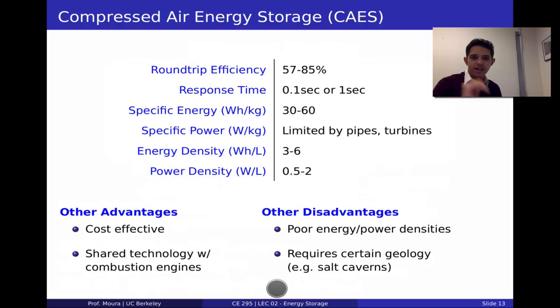So this has a lower energy efficiency. You can see there's a lot more pieces here. So it's somewhere between 50 and 85%. The response times can be relatively fast. It's basically dictated by how quickly we can spin up combustion in these turbines. It has relatively low energy and power density.